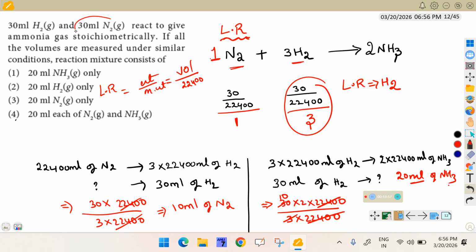But here how much ml of N2 is given? 30 ml of N2 is given. So 30 minus 10 equals 20. The remaining 20 ml is excess. Here the question is: the reaction mixture contains? H2 is completely reacted. N2 is not completely reacted because it is the excess reagent. How much amount is excess? 20 ml. How much amount of ammonia is formed? 20 ml. So the fourth option is the correct option.